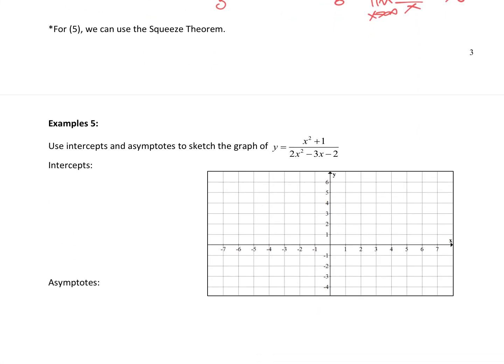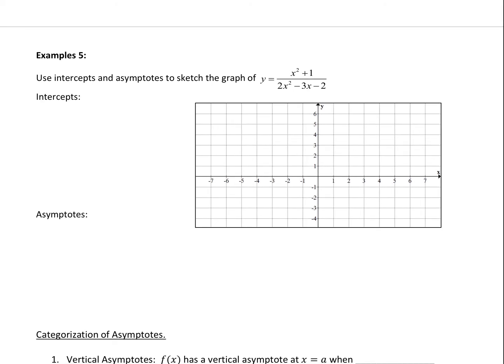All right, let's look at example 5. It says use the intercept and asymptote to sketch the graph of this. So this is again a rational function. I have a polynomial on the top, polynomial on the bottom. For intercept, we have the x-intercept, which is the place where the graph goes through the x-axis. If the graph goes like this, that's an x-intercept. That happens when the y value is equal to 0. So we plug in y is equal to 0.